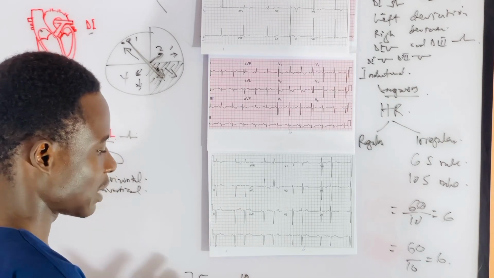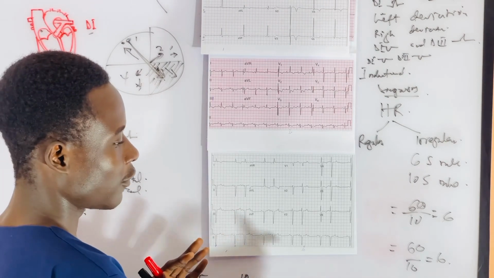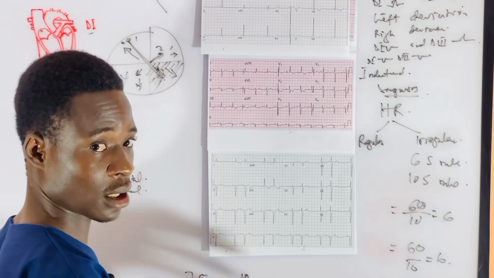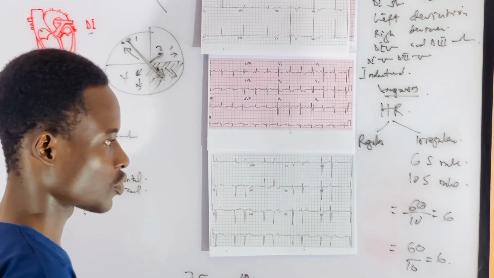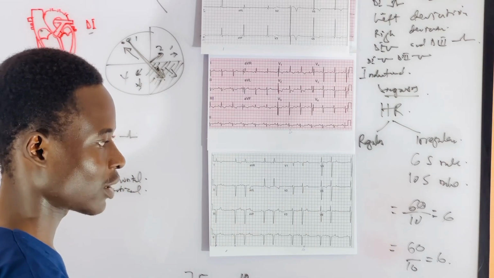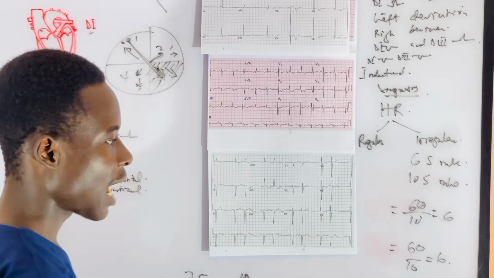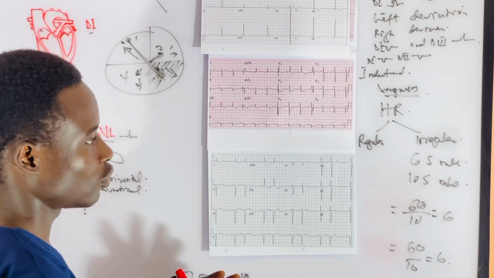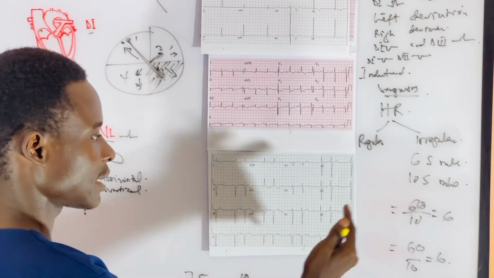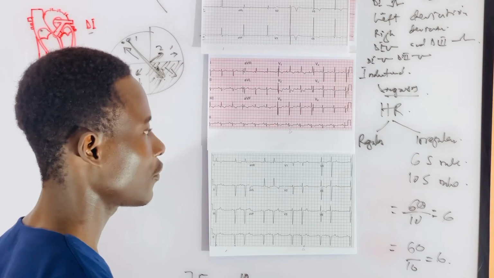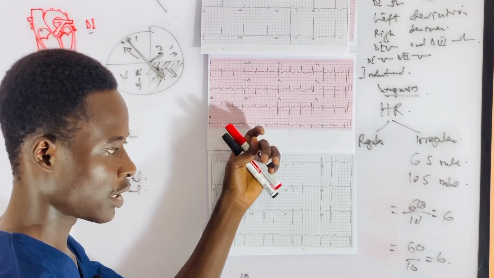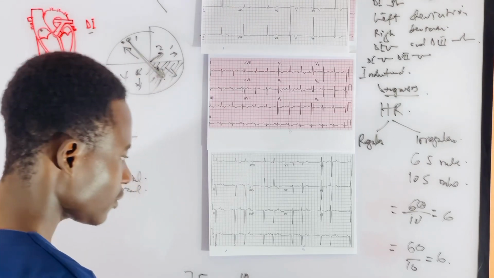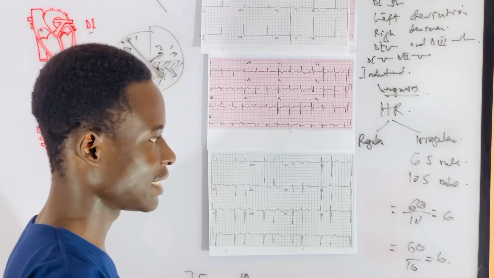So this formula also works, but it involves a lot of work. So basically, we use the 6 seconds rule, which is the fastest one to use. As the 300 one is the fastest for the regular rhythm, the 6 seconds rule is the fastest for the irregular one, and that one too can work on the regular one. So that is it for the 6 seconds rule.